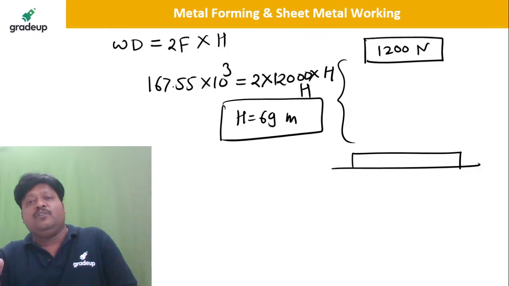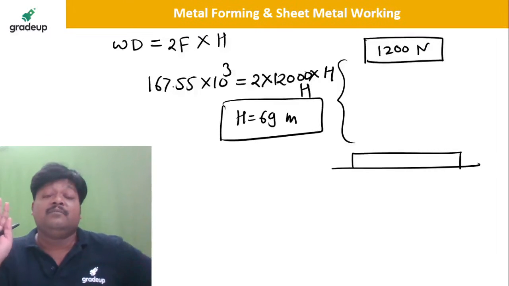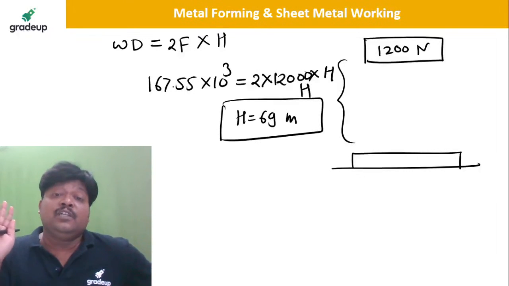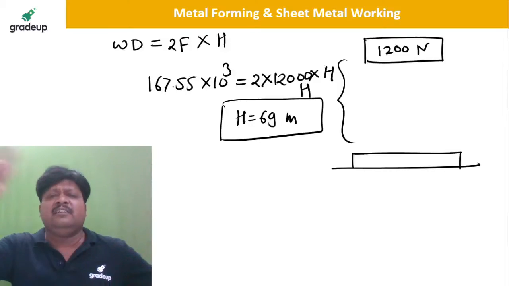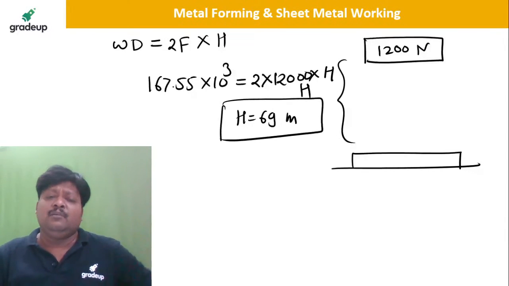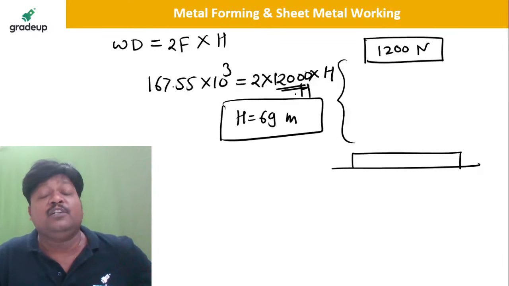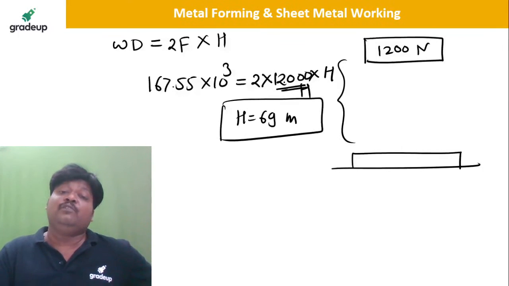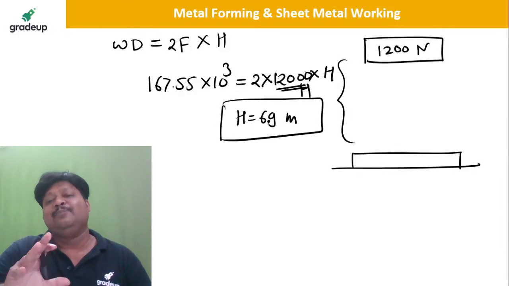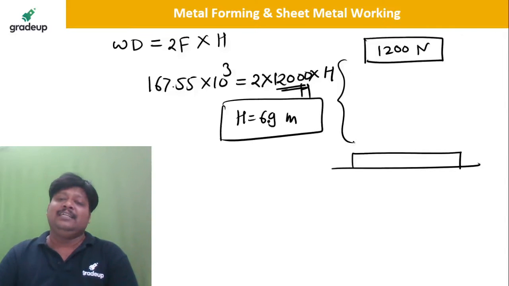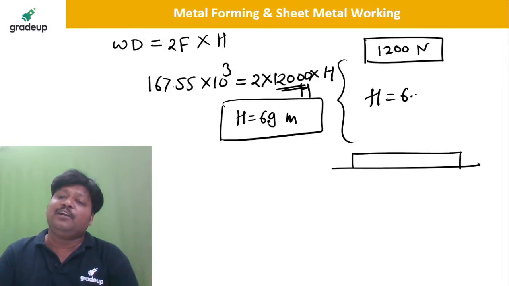So 167.55 instead of 1200, you take 12,000 Newton, because the answer will then not be practical. But this can be practical if you have a 12 kilonewton drop hammer, yes, that is correct. So 12 kilonewton means 12,000 Newton. So it is not 69, it should be 6.9. It is a somewhat practical thing. Yes, that is correct. This height will be 6.9 meter.